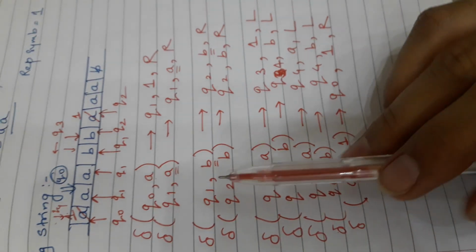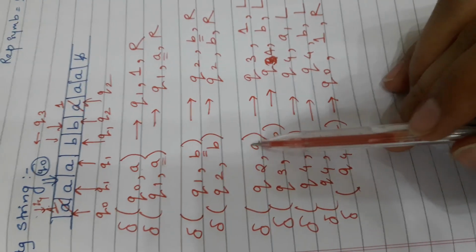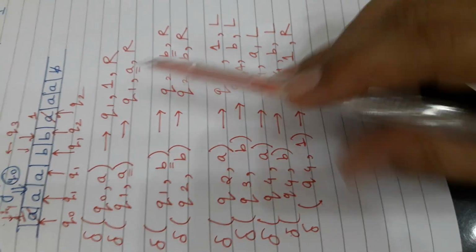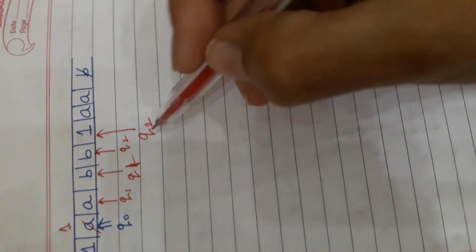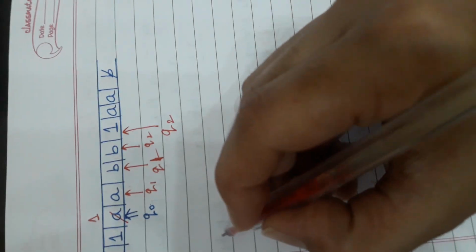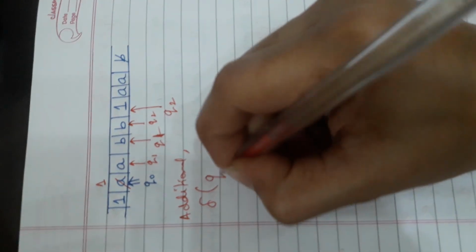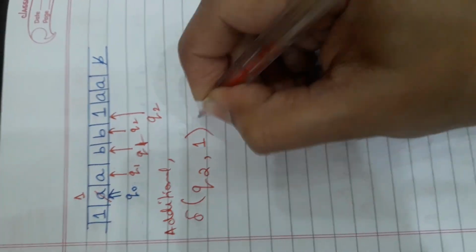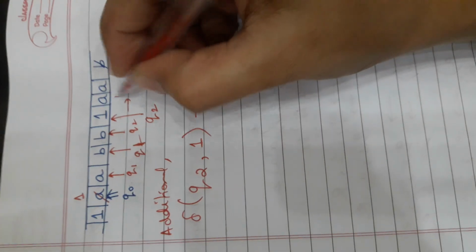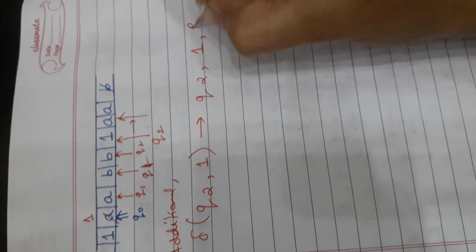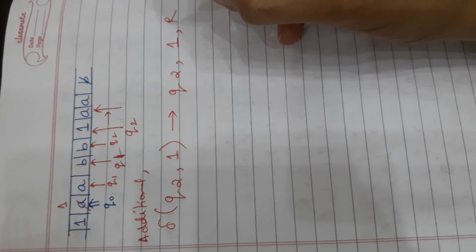See, so Q2 was looking for, if B is there it would skip, if A is there we have to change state and go back. But there is no transition written which says what happens if Q2 gets a 1. So we'll have to write the additional transition here. So if Q2 receives a 1, we simply have to move forward, just move forward by skipping this 1.